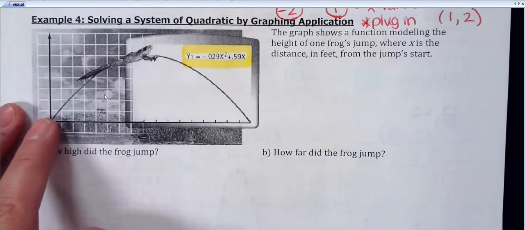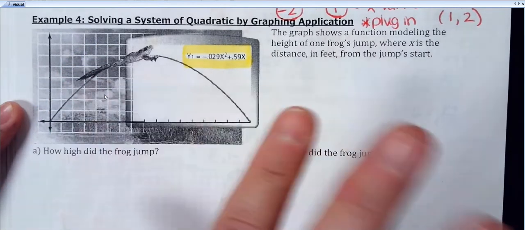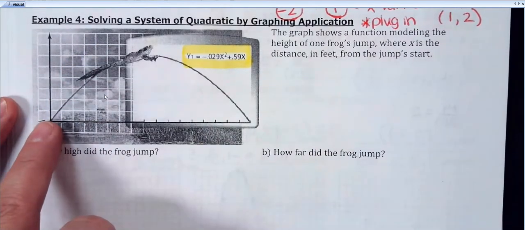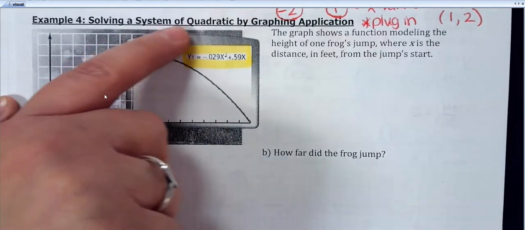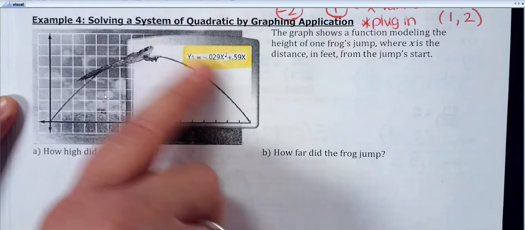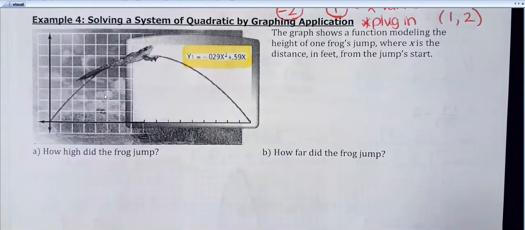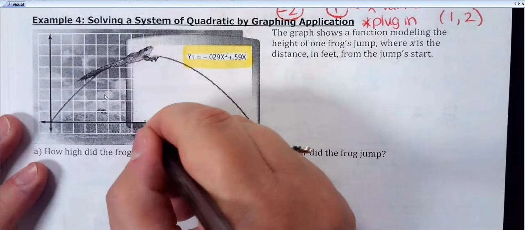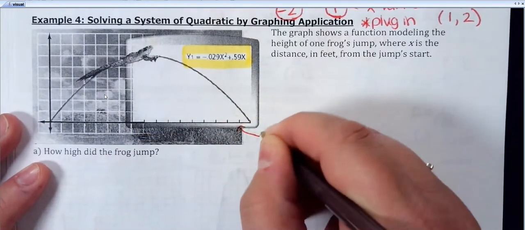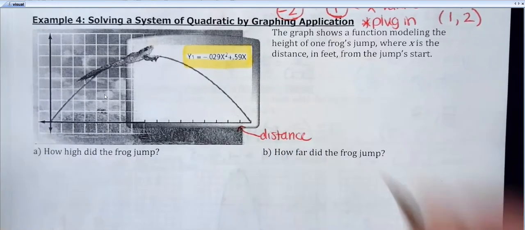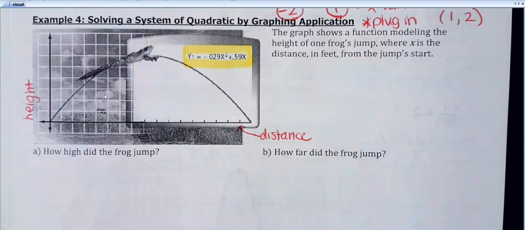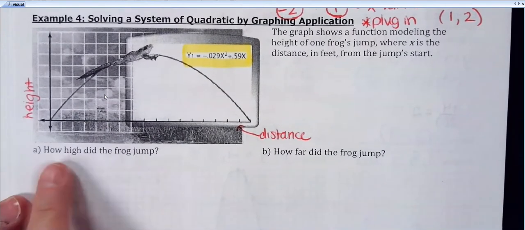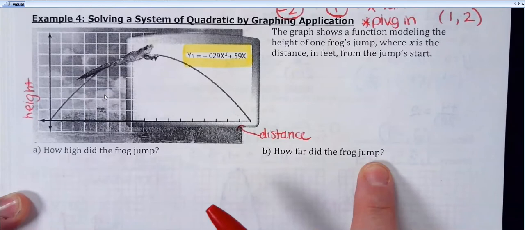So this is a beautiful little picture of a frog. It's really cool on my computer file because it's in color, but it's not cool here because it's boring and gray. Anyway, the frog jumps in the air and eventually gravity is going to pull it back down. If you read the directions here, the x-axis is the distance that the frog travels, and the y-axis is the height of the frog. The first question asks how high did the frog jump and how far did the frog jump?